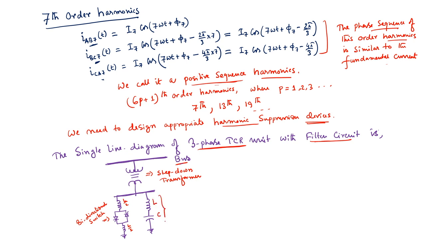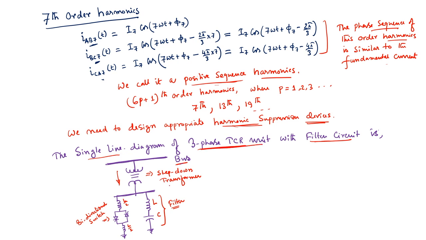Okay. So, this filter circuit is specifically designed to suppress some of the higher order harmonics, so that the current drawn by this TCR unit is free from the harmonics that appear because of the partial conduction mode of the switches. And this is the single line diagram representation of a three-phase TCR unit.